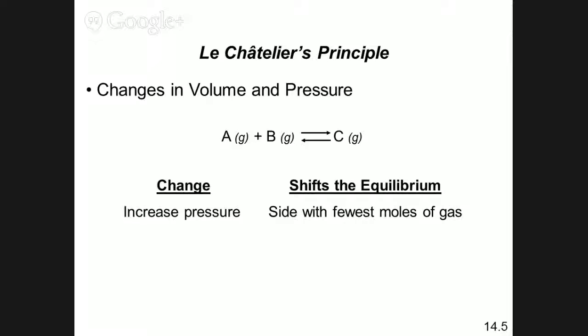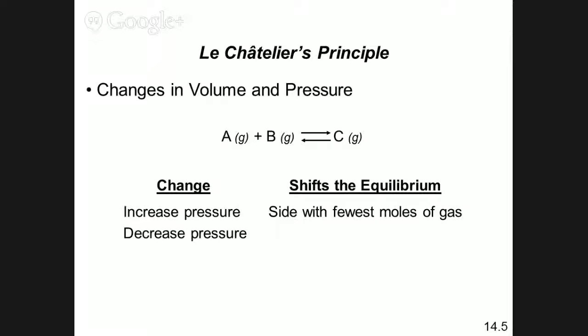In the example here, since there are no numbers, when there are no numbers, it's automatically 1. I have 2 moles on the left: 1 mole of A, 1 mole of B. I have only 1 mole of C. So if I increase the pressure, this is going to mean make more C, because there are fewer moles of C, fewer things to come in contact with each other, and it's going to decrease the number of moles of A and B. So it's going to shift in that direction.